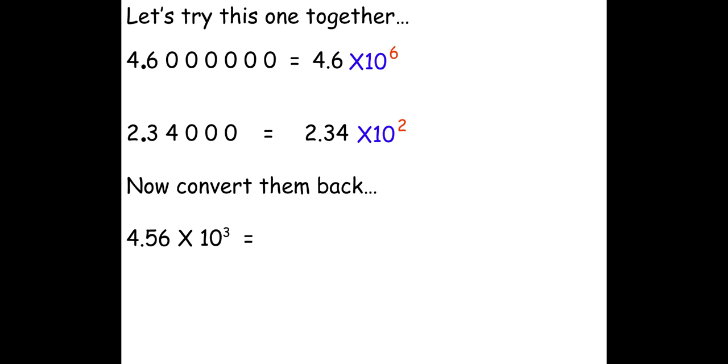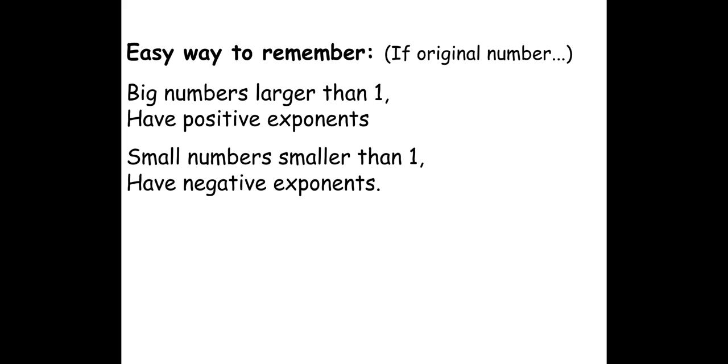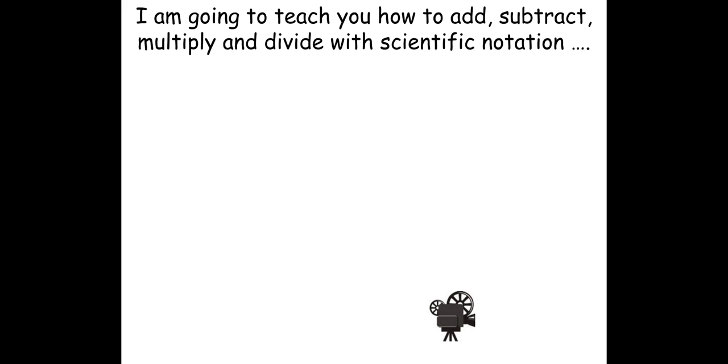So you can convert it back again. Now the exponent is positive. So if I write 4.56, I'm not moving the decimal to the left because here the exponent is positive. I will move the decimal to the right. So the number becomes 4,560. If I write 1.0, I move the decimal 2 times to the right, and the number becomes 100. So the easy way to remember this is that big numbers larger than 1 have a positive exponent. Small numbers less than 1 have a negative exponent.